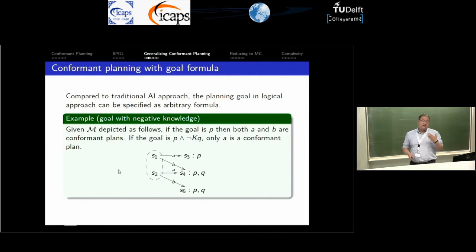Firstly, as we said, in standard conformant planning, the goal is a Boolean formula. But here we can use any epistemic PDL formula. Firstly, the formula can be a negated knowledge. For this example, if this is the initial state and your goal is only to achieve a state where P is true, then both A and B are good plans. But if your goal is to achieve a state where P is true and the agent doesn't know Q, then only A is a good plan. So we can express negative knowledge goals.